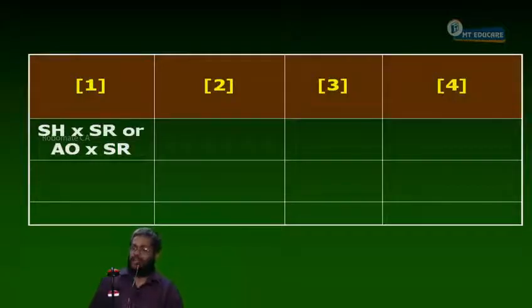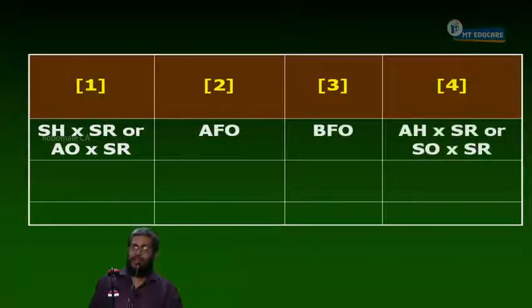SH into SR or AO into SR. Second column AFO. Third column BFO. Fourth column AH into SR or SO into SR. AFO, BFO, AH into SR or SO into SR. Now, SH available, AO available, both available, both available.